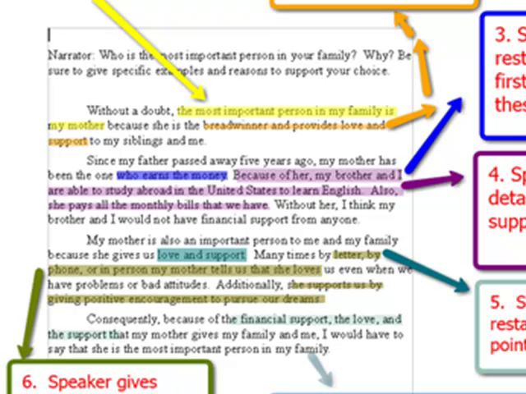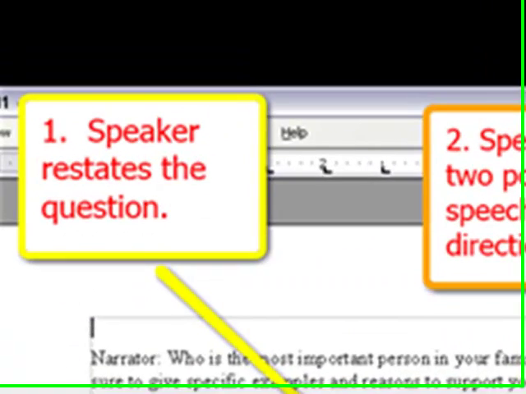My mother is also an important person to me and my family because she gives us love and support, many times by letter, by phone, or in person. My mother tells me that she loves us even when we have problems or bad attitudes. Additionally, she supports us by giving positive encouragement to pursue our dreams. Consequently, because of the financial support, the love, and the support that my mother gives my family and me, I would have to say she's the most important person in my family.